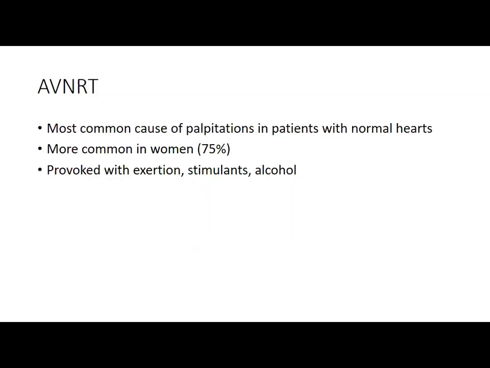So AVNRT, again, is the one that occurs only in the node, and this is the most common cause of palpitations in patients with normal hearts. It's more common in women, and 75% of cases of AVNRT occur in women. It is commonly provoked with exertion, stimulants, alcohol. These are the arrhythmias that you see in otherwise young, healthy people who've done cocaine and their heart rate is going at 180, and you've just got to break that circuit.